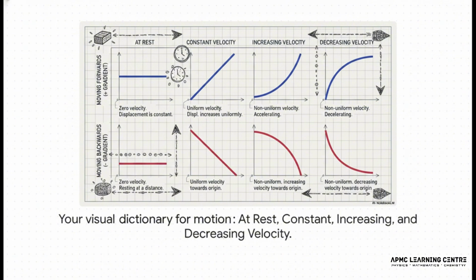That whole top row, that's for moving forwards, away from the origin. You've got at rest, then constant velocity, then accelerating, and finally decelerating. And the bottom row, it's the exact same set of motions, just in reverse, moving backwards towards the origin. That's what the negative gradient shows us.